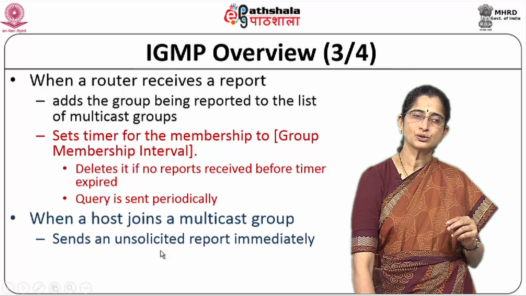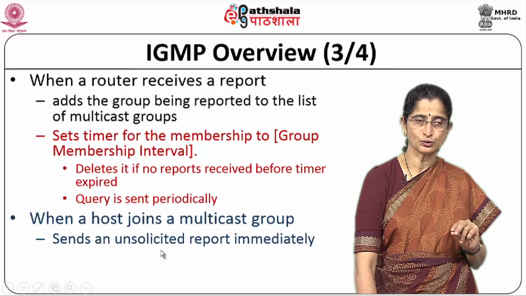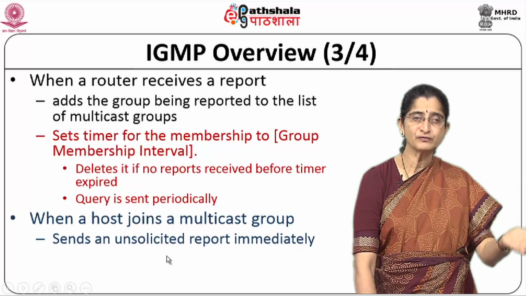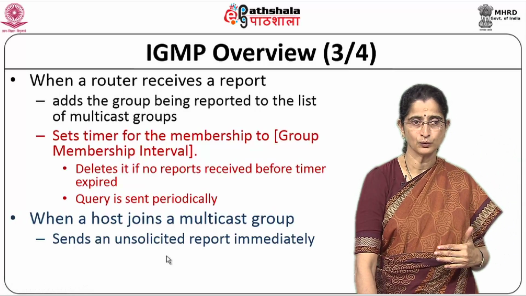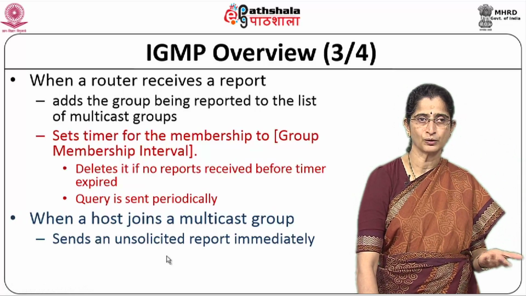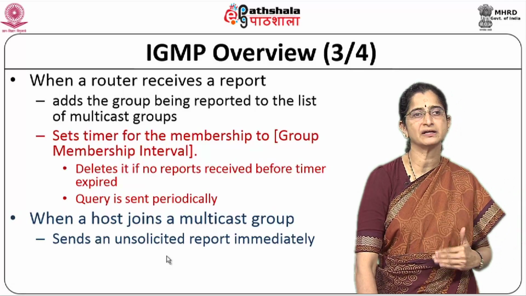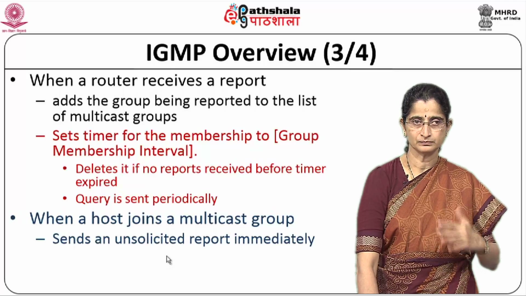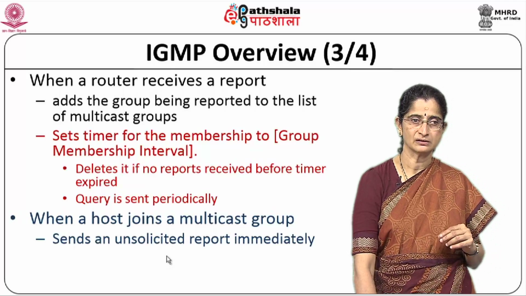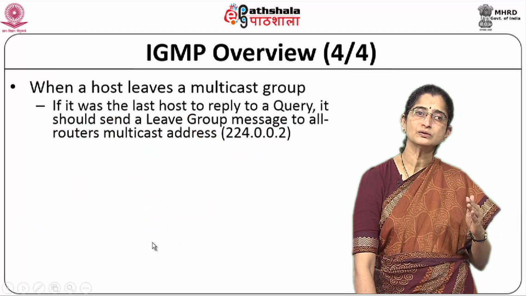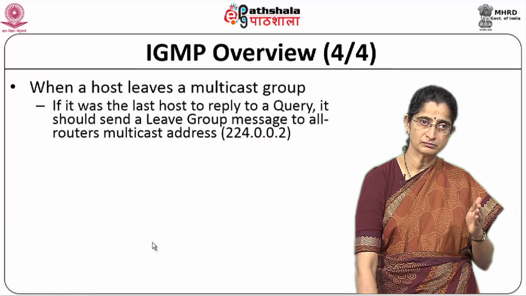Okay. So, when a host joins a multicast group, what it would normally do is send an unsolicited report. That is, without waiting for a query from the router, it can send an unsolicited report as soon as it joins, so that the router becomes aware of the fact that there is somebody here who belongs to this particular multicast group. Okay. So, this is the third thing that happens. This is about joining the group. Now, we also have to talk about how members leave the group.